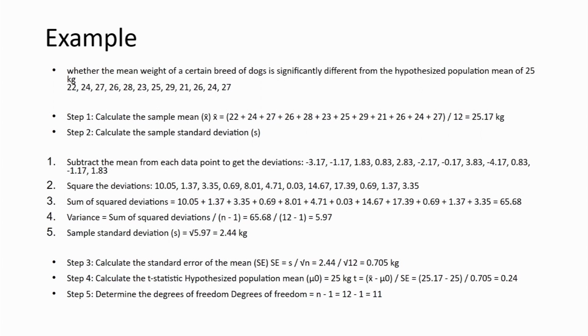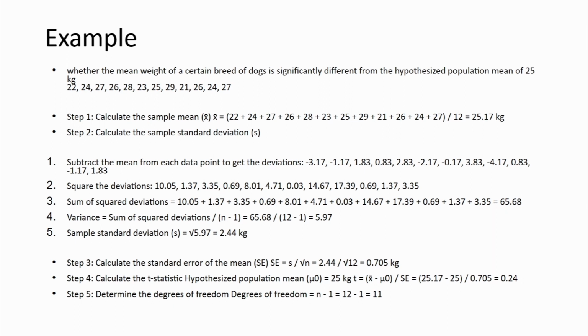So what we do generally, we find the mean, which is 25.17, and then we find the standard deviation, square deviation, variance. So we get it, you see, 2.44. Now we are getting a standard error, which is s by root n, that is 2.44 divided by root 12, which is 0.705.